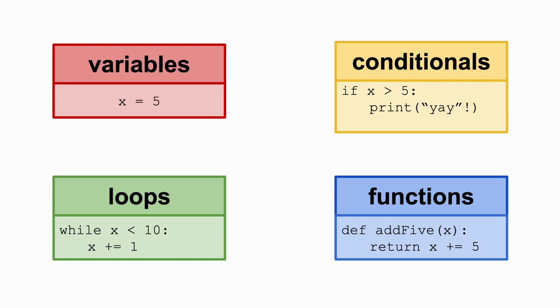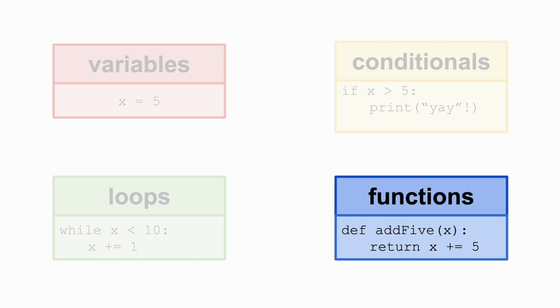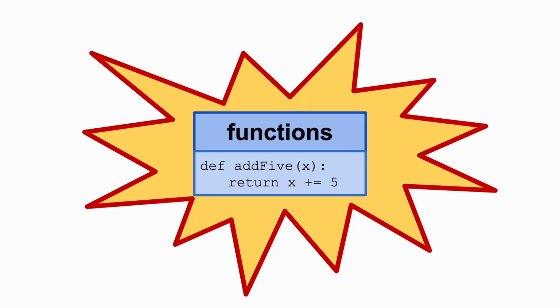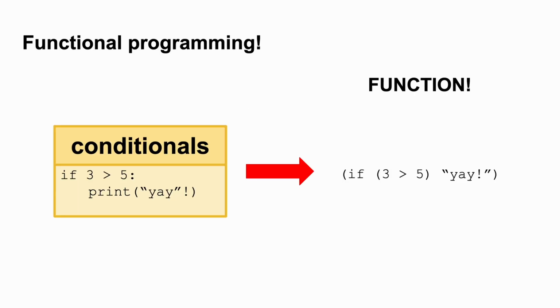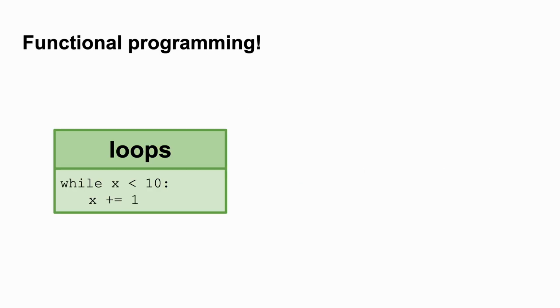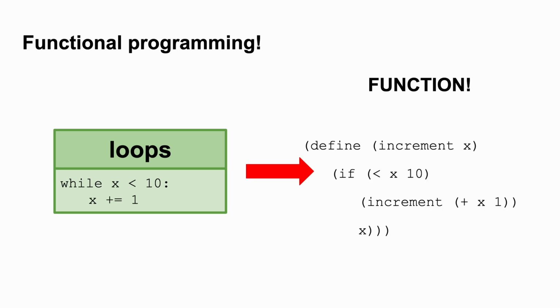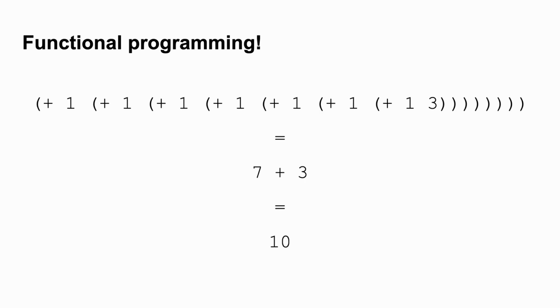But what if functions were not just an additional feature? What if functions were the main event? That's where functional programming comes in. You want to use a conditional? Bam, function. You want to do something repetitive? Bam, function. You can even have functions on functions on functions on functions.